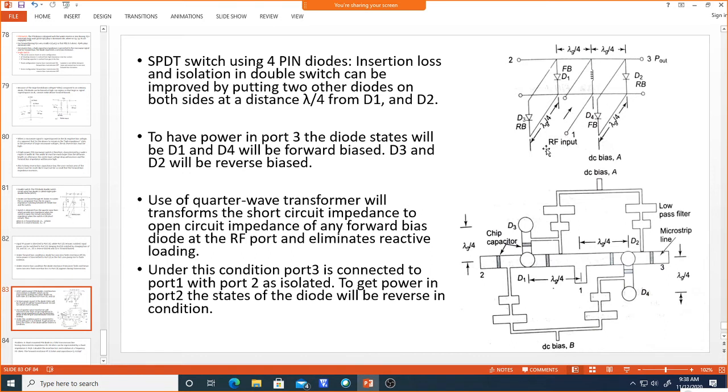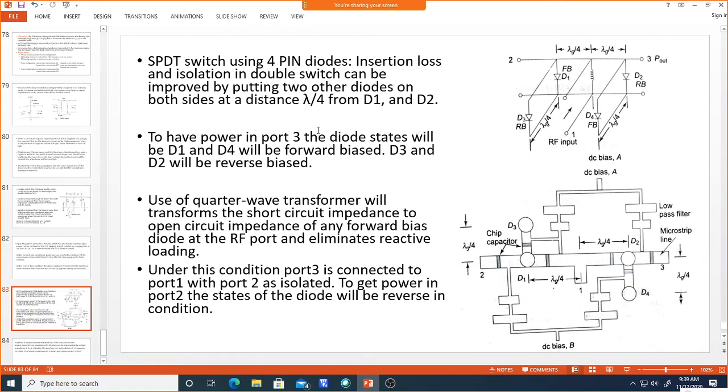So now you can see the SPDT switch, and how we can construct it in a microstrip-based design. You can have the switch with the chip capacitor, and from D1 to the matching junction, a transmission line of lambda G by 4 can be used. Similarly, the microstrip line is used for the DC bias purpose, and low pass filters are used for the filtering purpose. So this is how the construction will be.